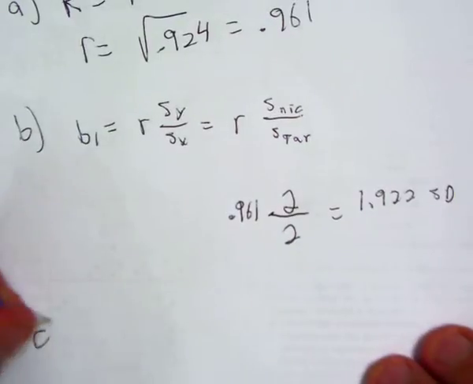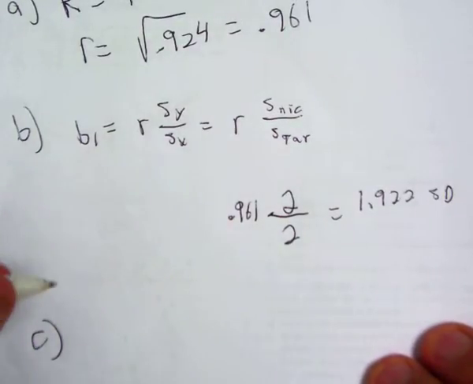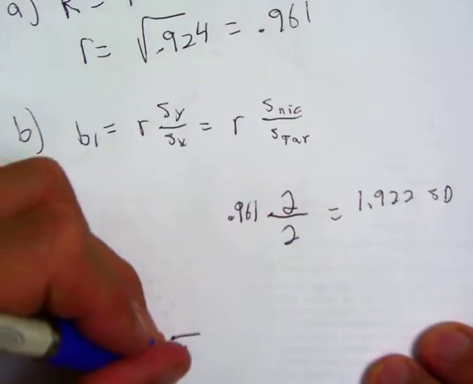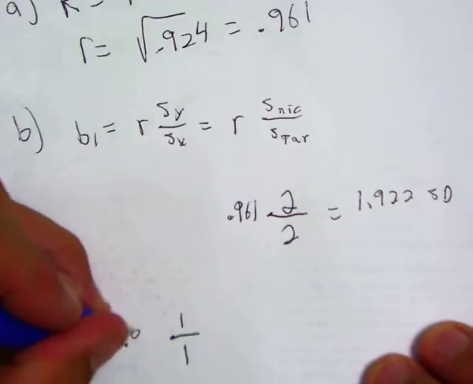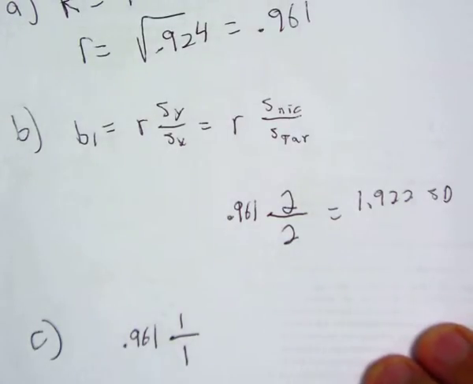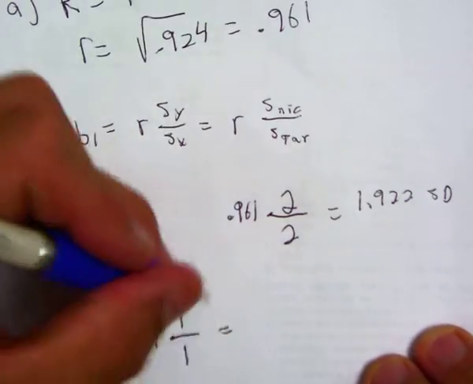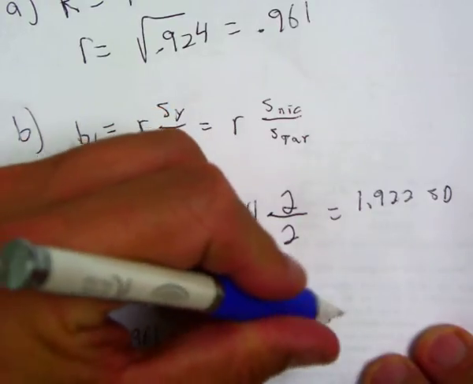And then C says, what would happen again if tar goes up 1 standard deviation? Well, nicotine wants to go up 1 standard deviation, but R will only let it go up 0.961 times that. So it would go up 0.961 standard deviations above the mean.